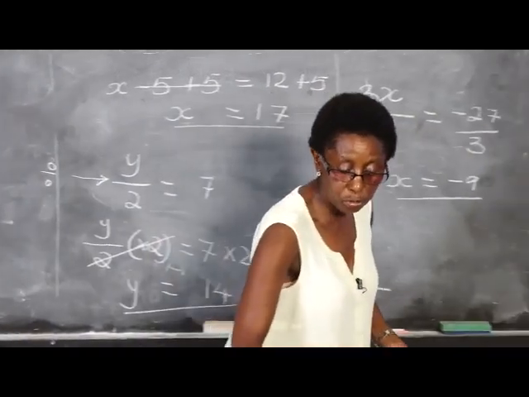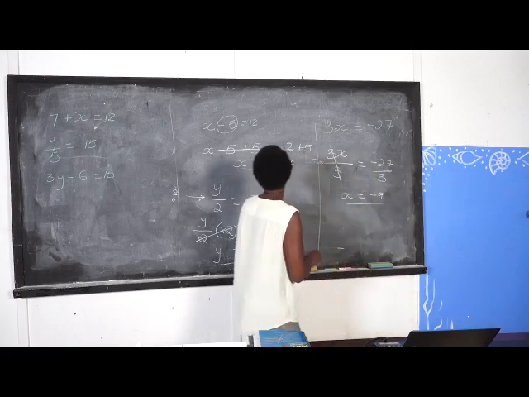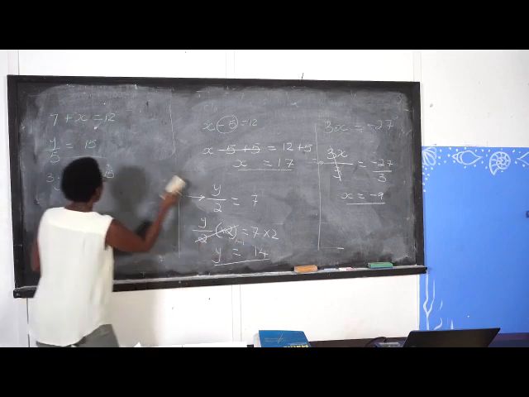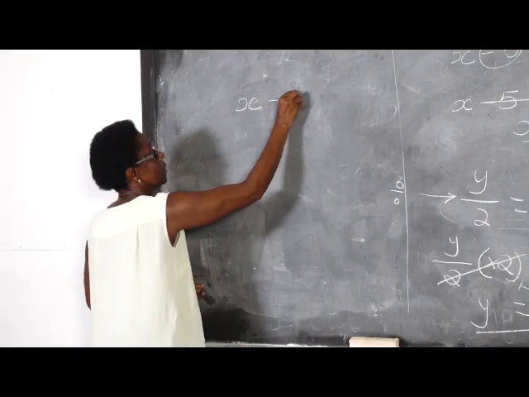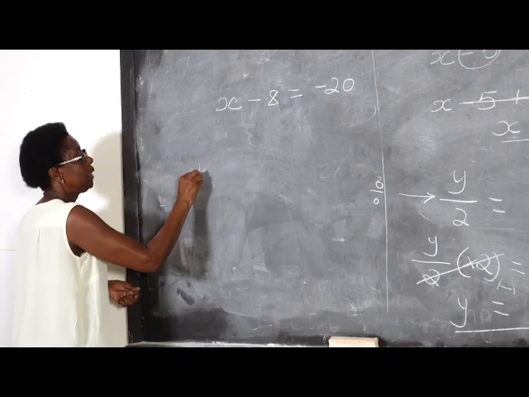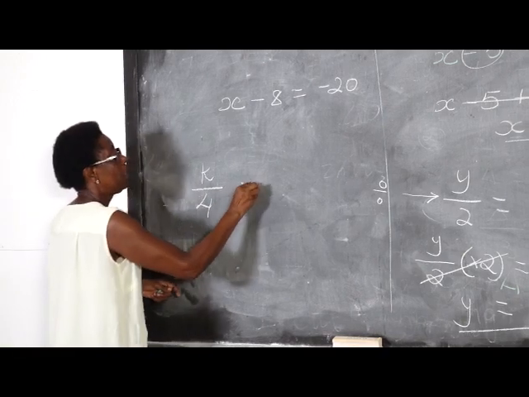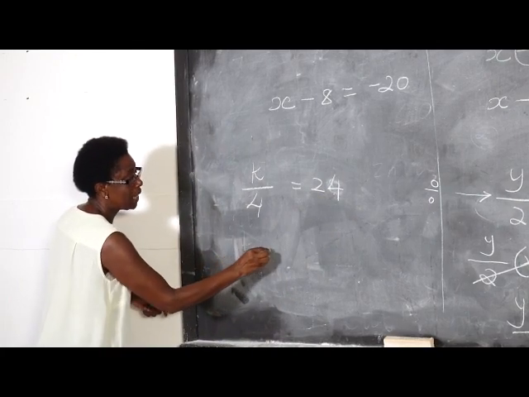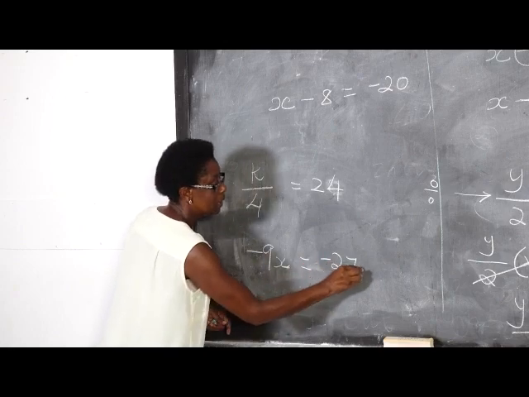Now I'm going to just put 3 questions on the board. Very easy questions. And you're going to have a go at them quickly. So your first one is x minus 8 equals minus 20. Your second one, k divided by 4, k over 4 equals 24. Sorry, it should be 24. And the last one, minus 9x equals minus 27.